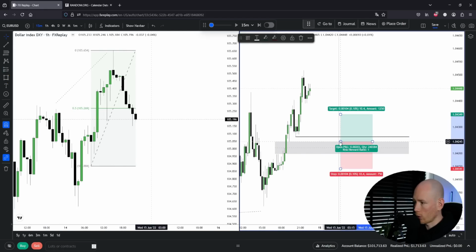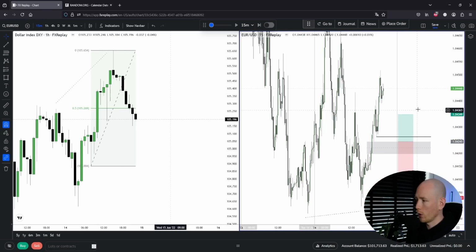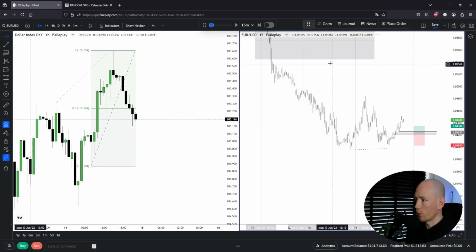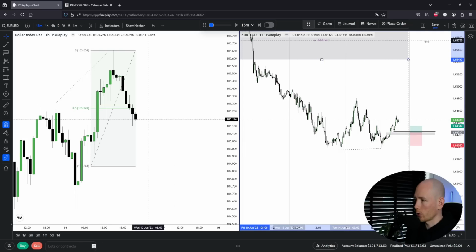So if I want to look for a buy here, I'm going to use my stop loss all the way down here. If we're actually in buy side of the curve, we're going to go all the way to the fair value gap above us. That's a nice target.